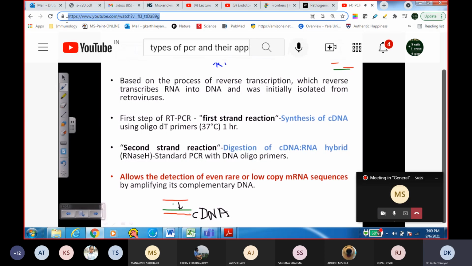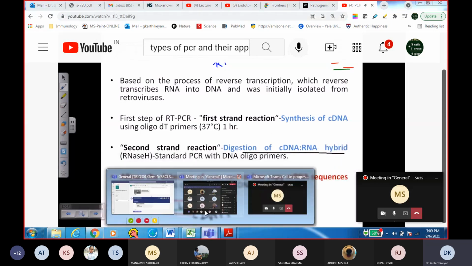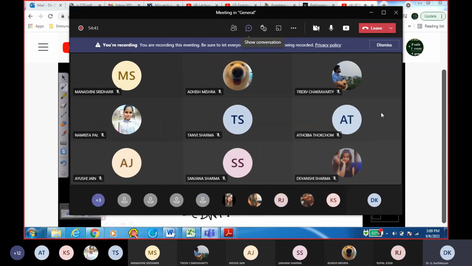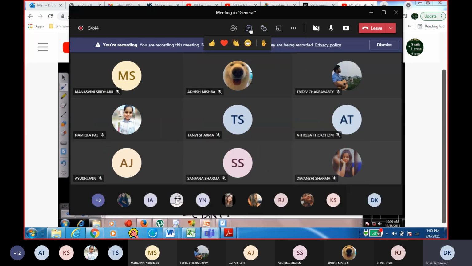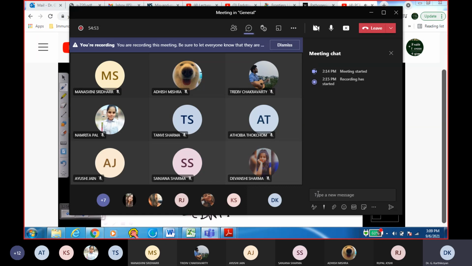Now this RNA-DNA hybrid needs to be dissociated. In the second strand reaction, the digestion of the cDNA-RNA hybrid is done using RNase H, and this RNase H will chew off the RNA strand. So we are left with only the DNA strand, and another DNA strand will be synthesized. Once we get a DNA strand, the rest of the process will be like the normal conventional PCR.